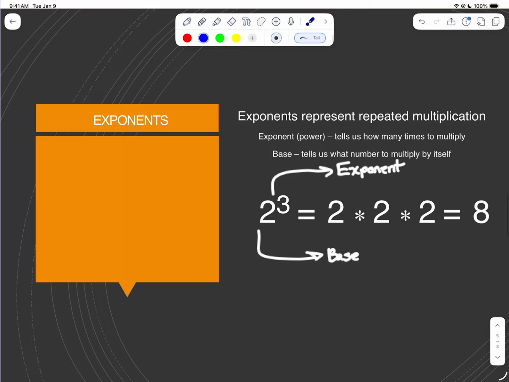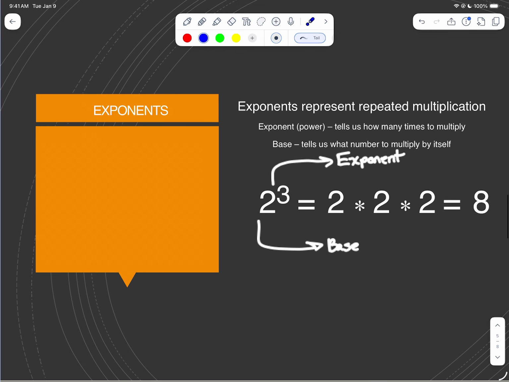All right, so here with exponents. Exponents are essentially a shortcut for repeated multiplication. If we write 2 to the 3rd power, the 2 is the base and the 3 is the exponent. Sometimes we call the exponent the power. The exponent tells us how many factors of the base we're multiplying together. So 2 cubed, or 2 to the 3rd power, means 2 times 2 times 2, which equals 8.